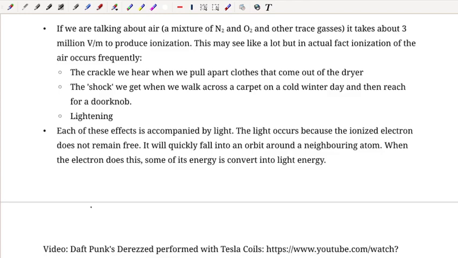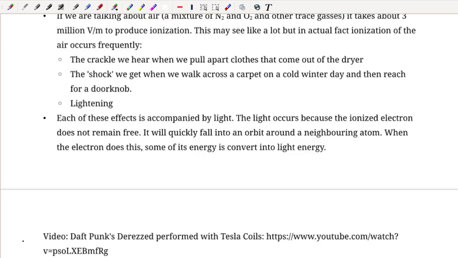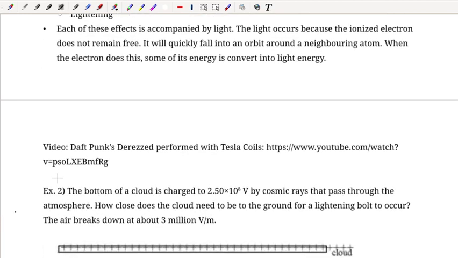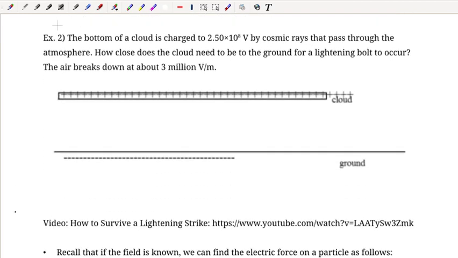So pause this video for a minute and take a quick foray into another world. Go ahead and watch Daft Punk's Derezzed performed with the Tesla coil to see some examples of ionization. Pause your video, click on the link, come back in a minute. Pretty cool, huh? Bet you didn't know ionization was so common. Let's look at a couple more examples.